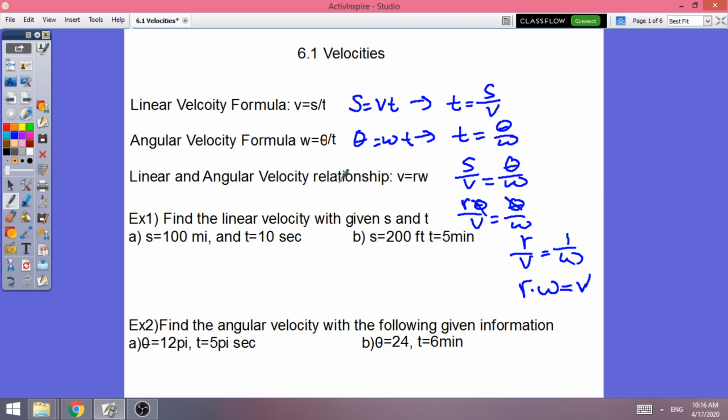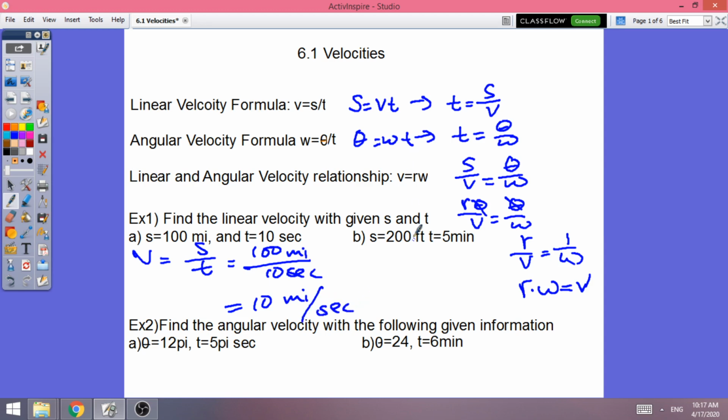Now let's apply some formulas, the ones we just went over. Find the linear velocity with the given arc length and time. We have the arc length, 100 miles, and the time, t equals 10 seconds. To find v, this is just division: s over t, so 100 miles over 10 seconds. Reduce, and we have 10 miles per second. This one is pretty fast.